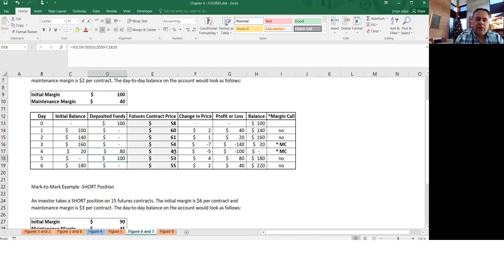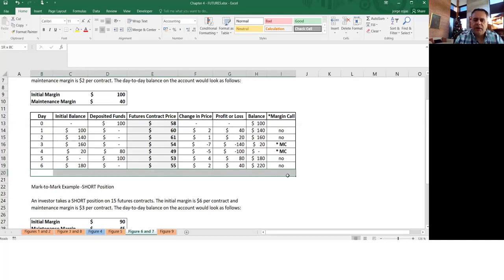From day 4 to day 5, there was a gain of 4 per contract. You are long 20 contracts, so that gives you a gain of 80. So you have $180 at the end of the day, no margin calls. And at the end of day 6, you will have a balance of $220, which is the 180 that you started in the morning with. And you gain $40 during the day to end up with 220, and so on. As long as you have this position open, this process will keep going day after day.